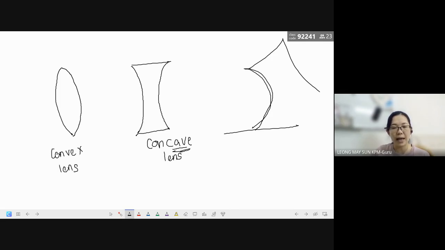The convex lens is the lens that we use for a magnifying glass. What happens in a magnifying glass is that it focuses the light rays that pass through it onto a single point. When it focuses onto a single point, that is what we call converging. So the convex lens has another name, the converging lens. And I'm talking about lens, I'm not talking about mirror.